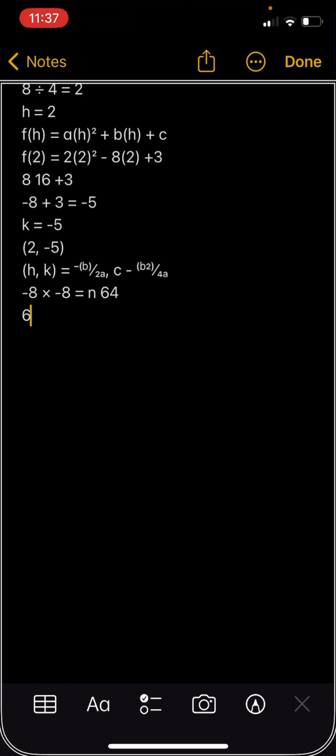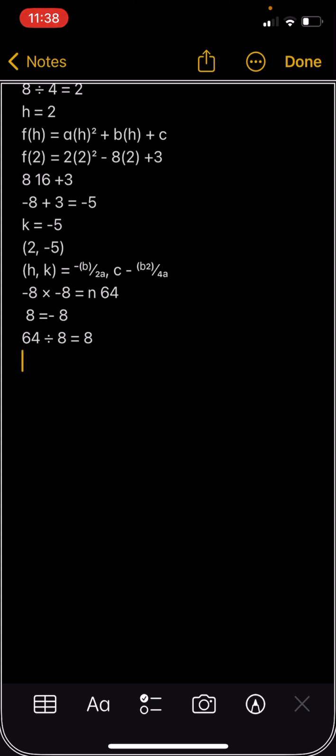So it's 64, sorry, divided by 8, and that will be equal to 8. I'm getting my signs mixed up here. I'm sorry about that. So 64, let me rewrite that here. 64 divided by 8 is equal to 8.